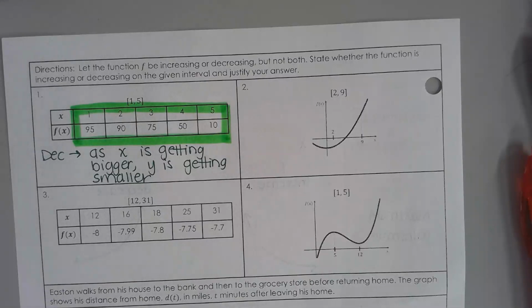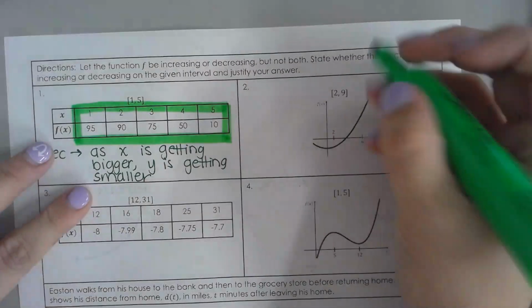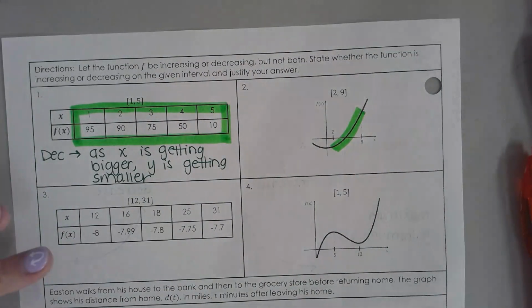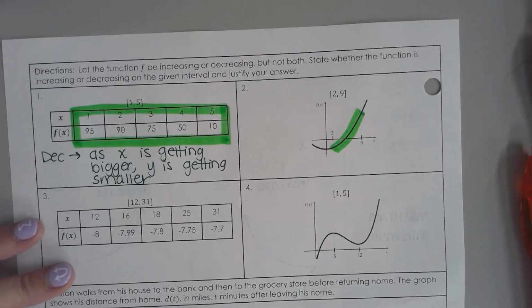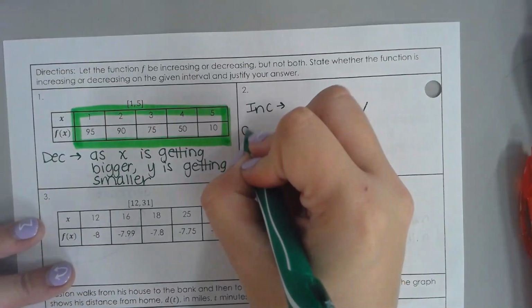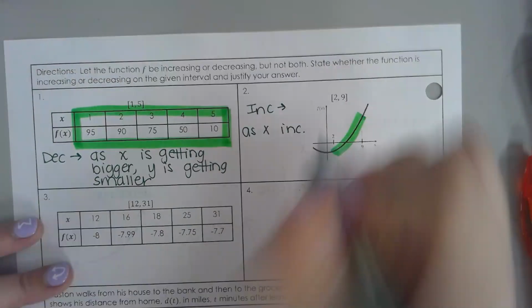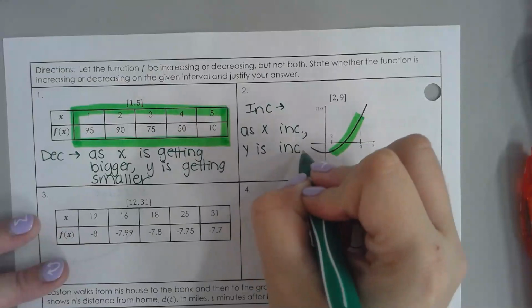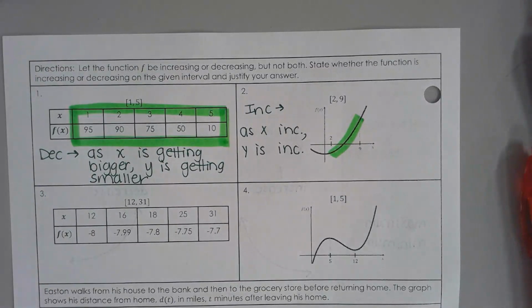All right, so number 2, from 2 to 9, it is what? Increasing, yes. As x increases, you can abbreviate, y is increasing. That is a good justification. And it seems so obvious, like, why are we saying that? But yeah, sometimes it is.